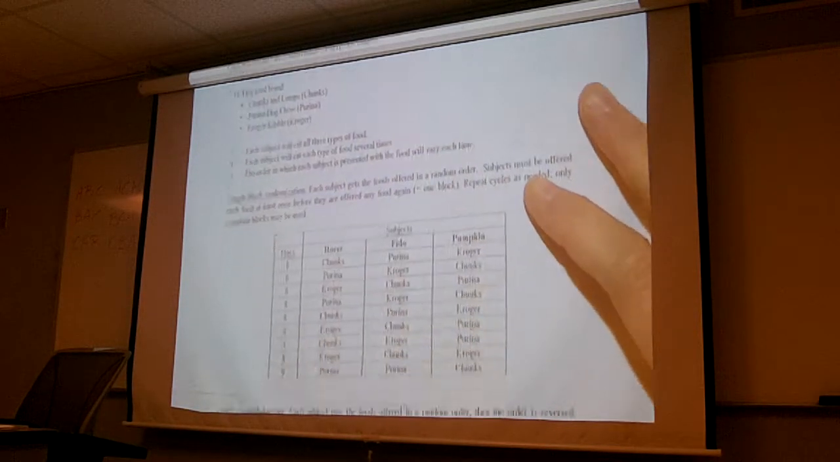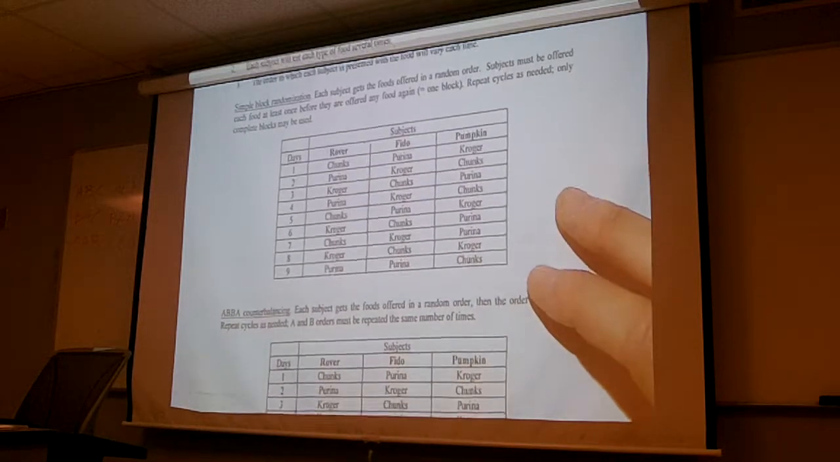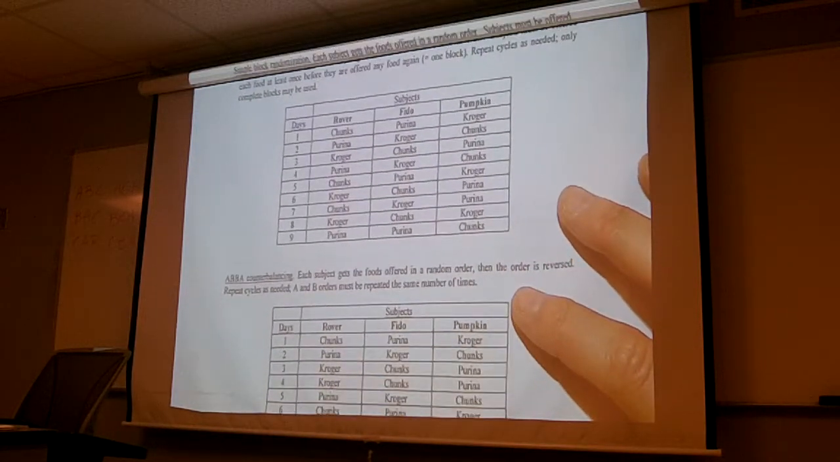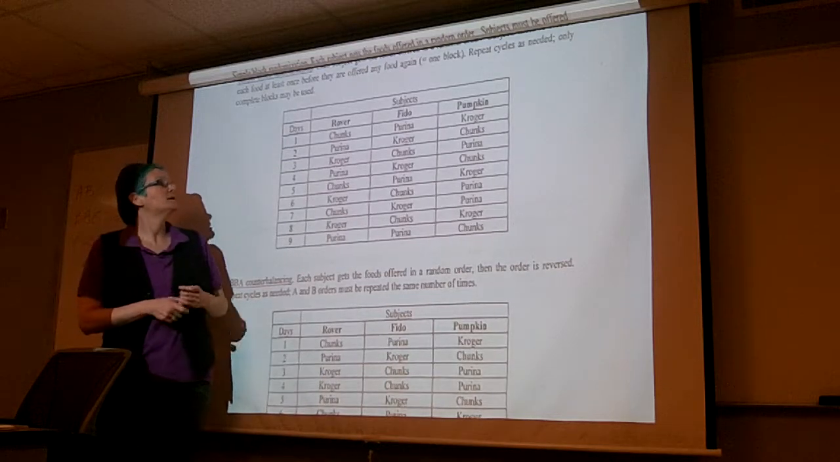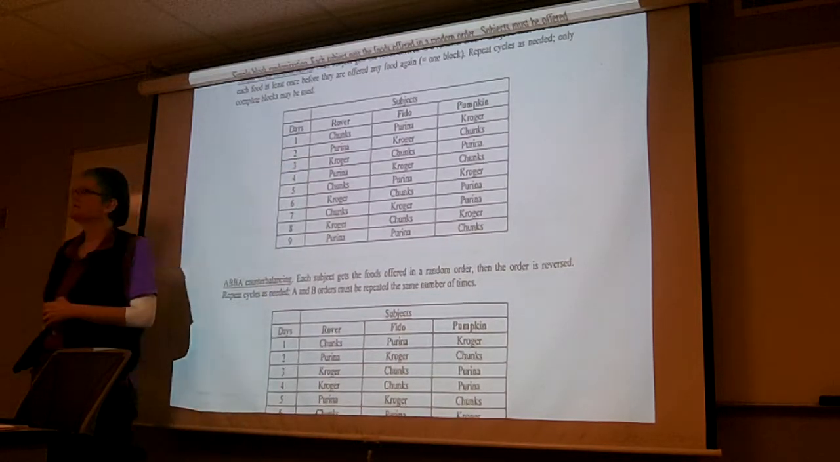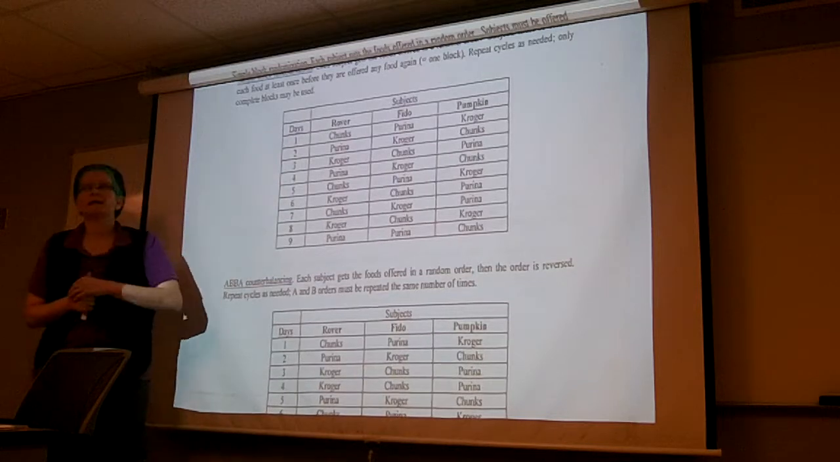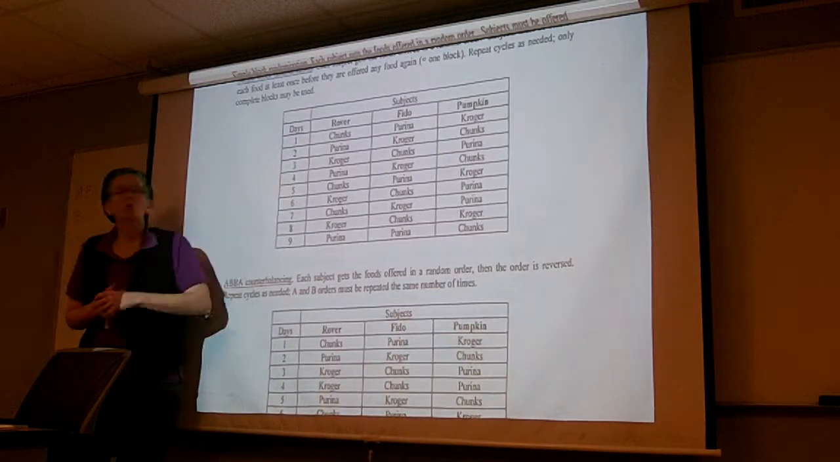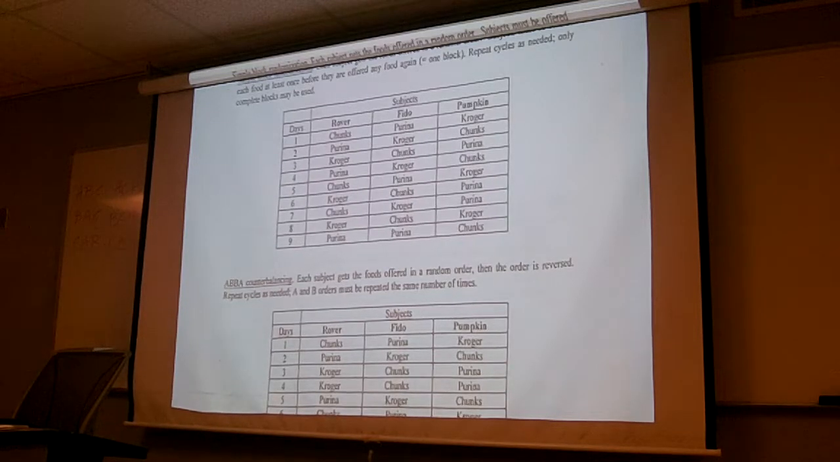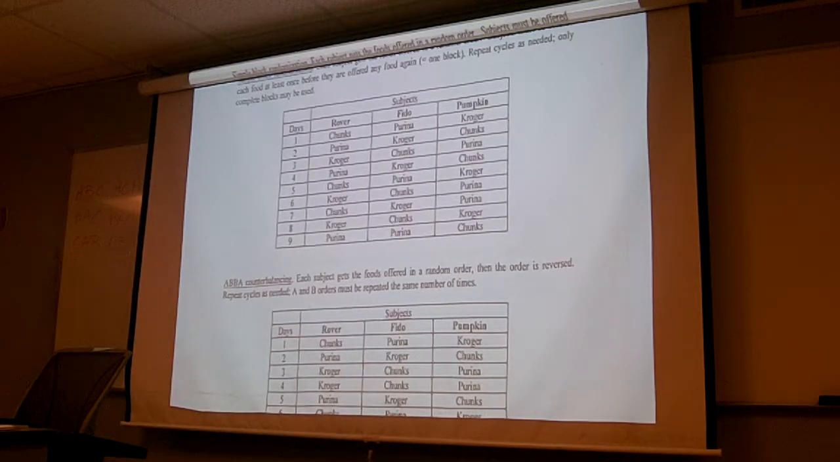So for example, here's just a snapshot of what that might look like. So we start off on day 1, and I decide that the block I'm going to give Rover over the first series of days is day 1, Rover's going to get chunks. Day 2, Rover's going to get Purina. Day 3, Rover's going to get Kroger. So I've assigned a block to that particular dog. That's the block that that dog's going to get over the first 3 days.